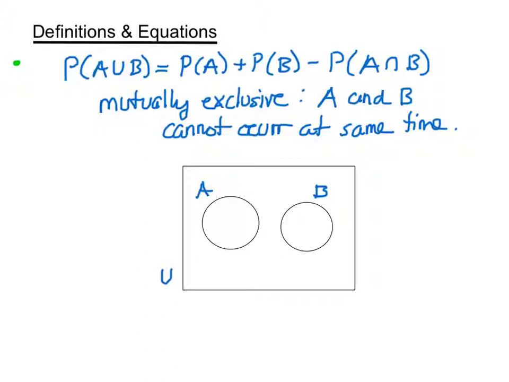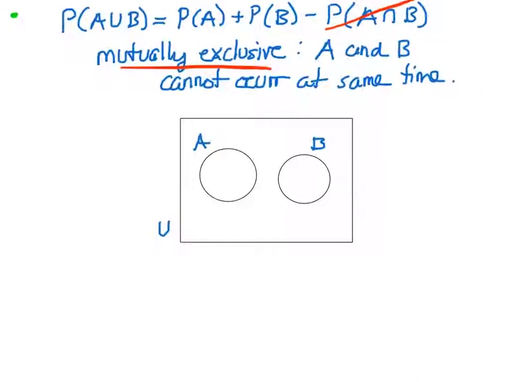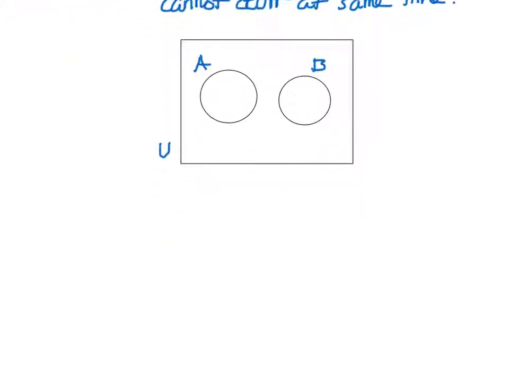So for mutually exclusive events, the last part of this equation is equal to 0. And therefore the equation is simplified to just the probability of A plus the probability of B. Again, this is only for mutually exclusive events. If these two circles were to overlap, they would be non-mutually exclusive, and I would have to consider that last term. Now let's take a look at some conditional probability equations.